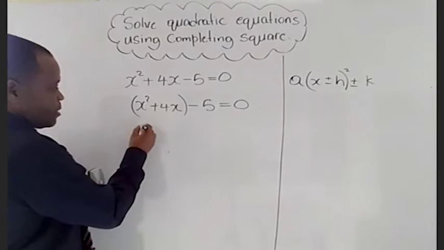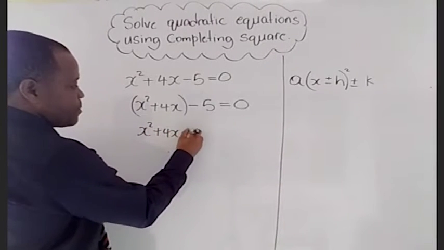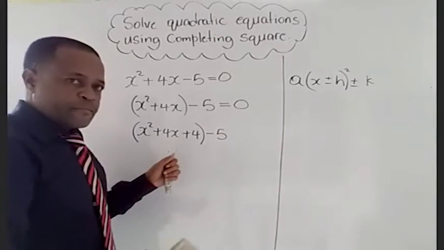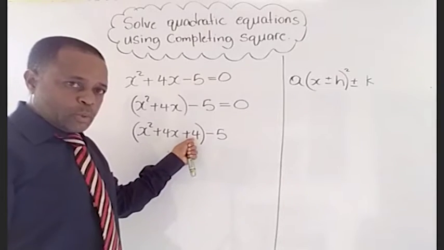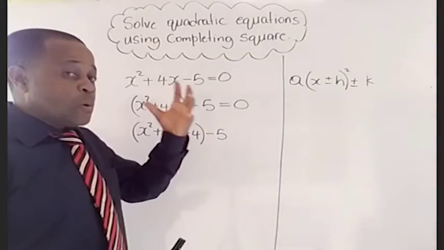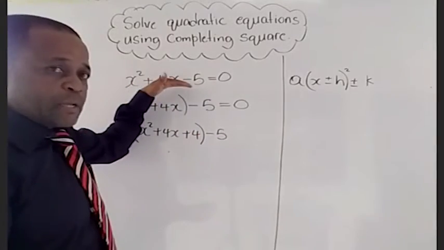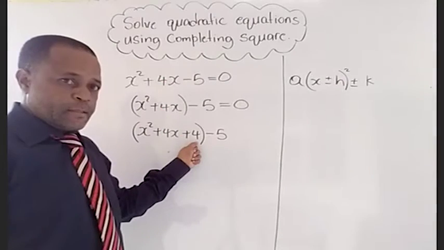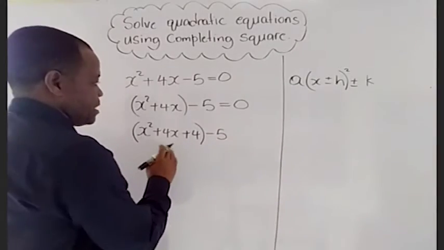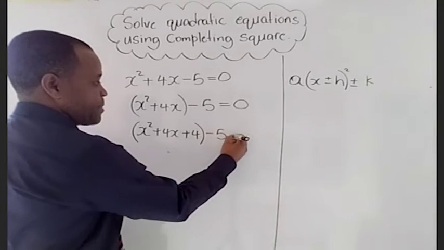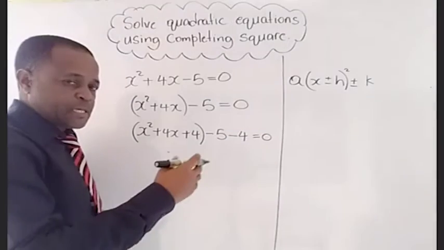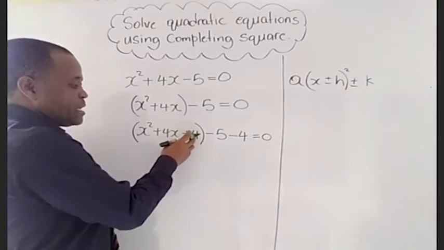Now, notice here that I will say x squared plus 4x plus 4 minus 5. Because I am adding something to this expression, I don't want to change the expression. I want it to remain the same thing as what we have up here. So because we're adding this 4 here, we need to also subtract. In this case, I'm going to subtract 4. And I keep saying in this case. Later on, you will see why I say in this case.